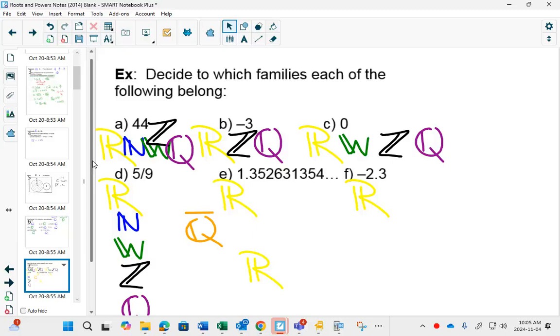5/9 is a fraction, but it's not an integer, not a whole number, not a natural number, so we can just add this one to real numbers. This number, does it have a pattern that repeats? No. And it continues forever. So we'll say it's irrational. Negative 2.3, that is a decimal that terminates, but it doesn't make it an integer, because integers are just positive and negative whole numbers. So this is all that we can add to that one.